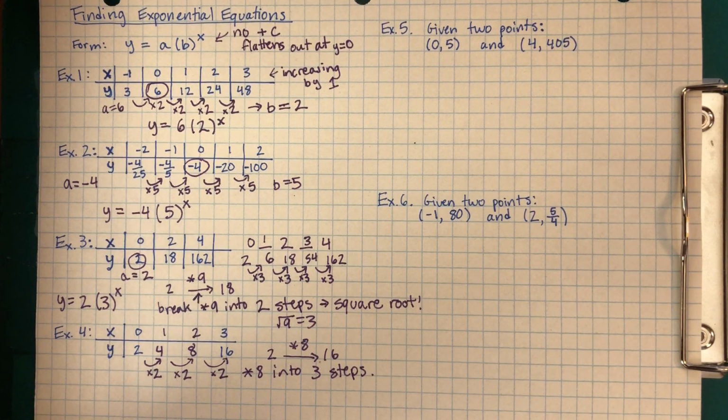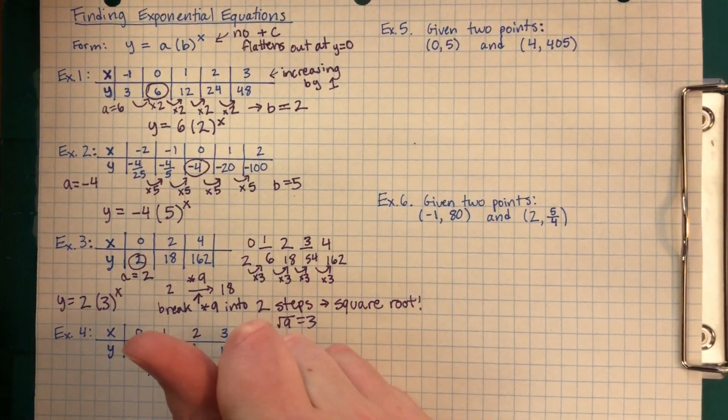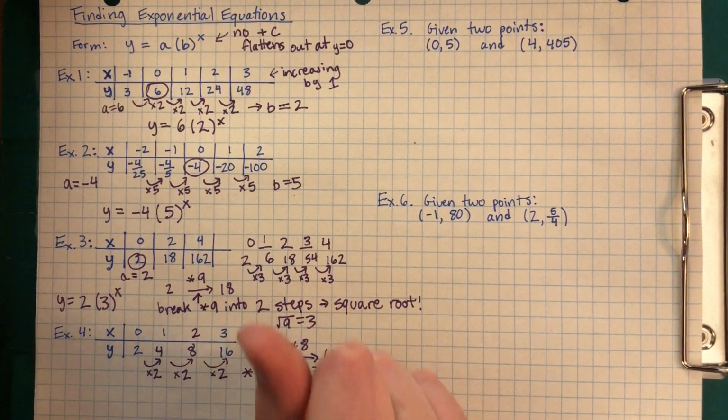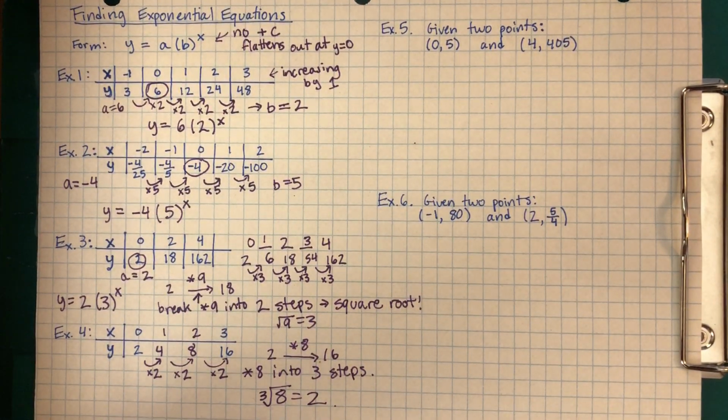And the answer to that is the answer to the question, what number times itself 3 times gives me 8? That's the cube root of 8. Cube root of 8 equals 2. So that would also give me the 2. So I divide the 2 y values, and then I need to take the root according to how many steps are in between those 2.